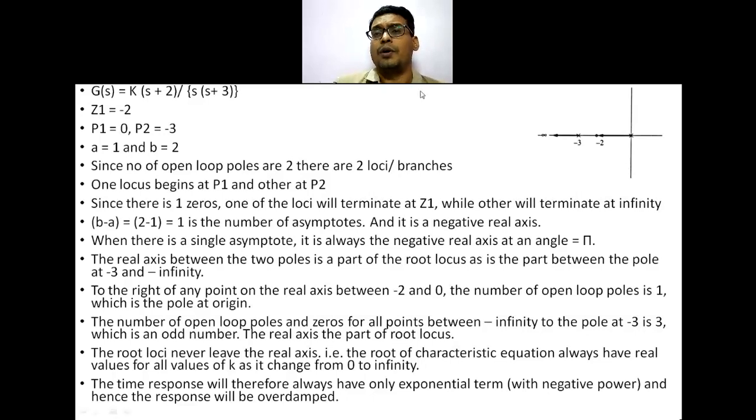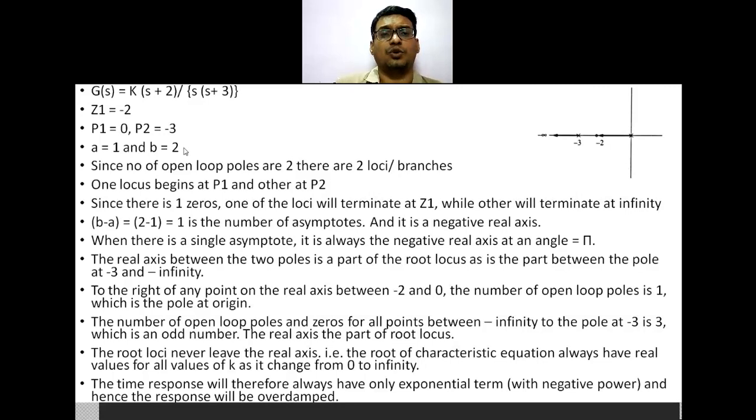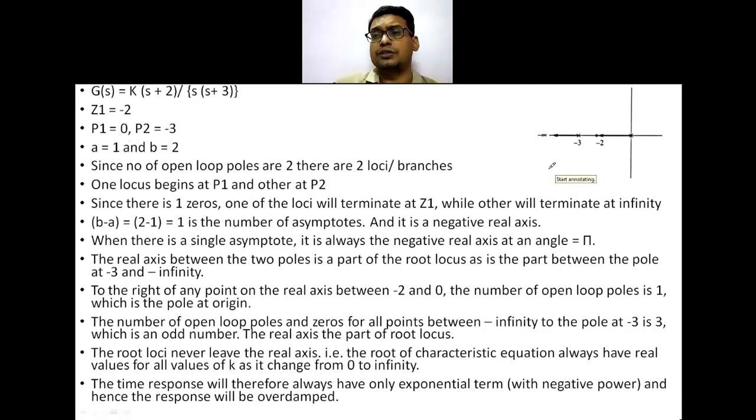Now we have to plot these poles and zeros. So first is p1, which is equal to 0, that will be plotted here. Then p2, which is equal to -3, will be plotted, and z1 equals -2 will be plotted as a zero. The poles are plotted as a cross, and zeros are plotted as a zero. So this is for the zero, and the 2 crosses are there.